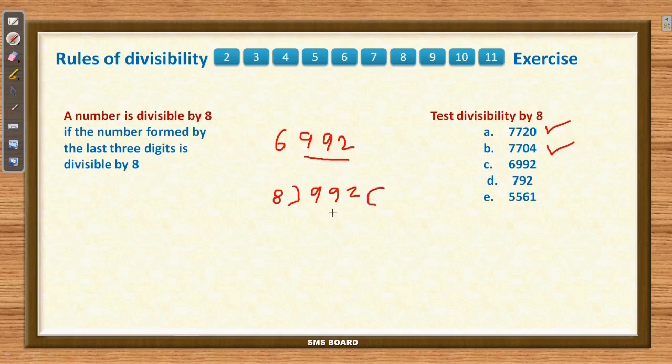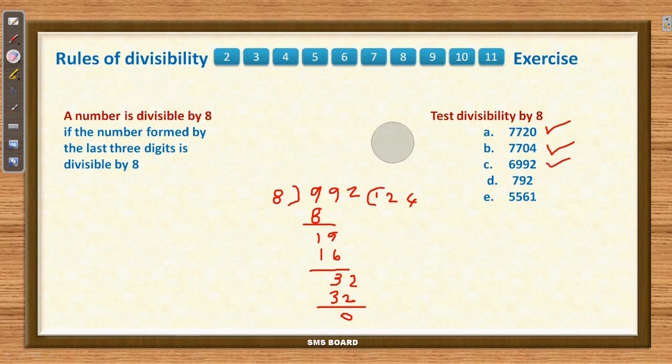So we will check. Here out of 9, one time 8, remainder is 1, then 9 will come down, that is 19, 2 times. Out of 19, 8 2 times 16, then 3 remainder, 2 will come down, 32. Out of 32, 8 4 times, that is 32. The remainder is 0. So the number formed by the last three digits is divisible by 8. So this number is divisible by 8.